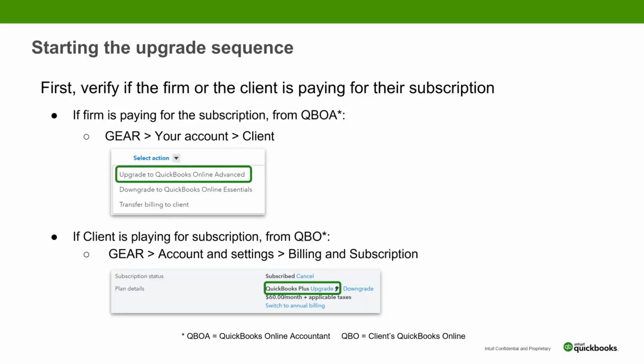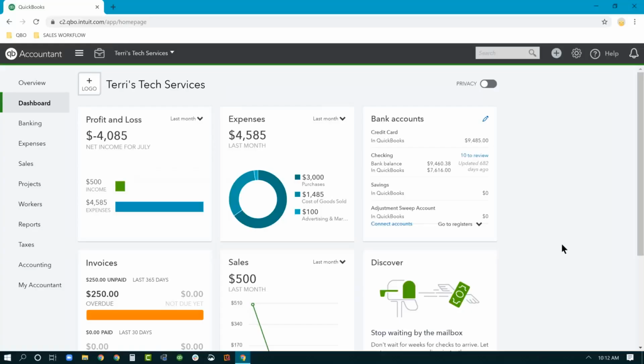If the client is paying, we actually have to go into the client's QBO, go to their gear, account and settings, and in that screen, there's a billing and subscription tab. At that point, you'll see this screenshot at the bottom here that it says QuickBooks Plus. We would be upgrading or downgrading right from there. So I'm going to take you actually into a live QuickBooks Online so you can see where all these are. But again, you have this screenshot for later on if you happen to need it.